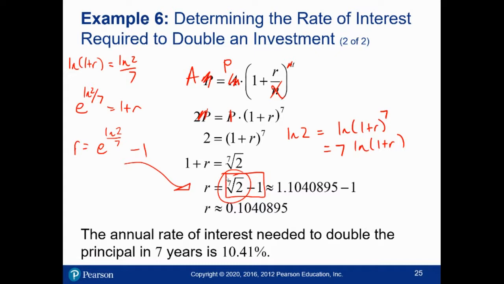So if you want to double your money in 7 years, you need to get 10.4%, which is pretty aggressive. That's an awfully high payout. In other words, 7 years is an optimistic time frame to double your money.